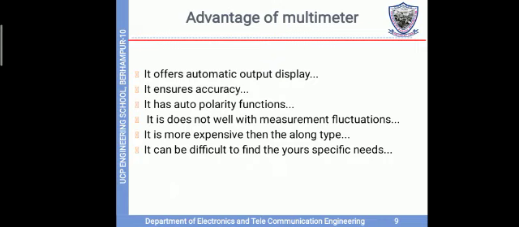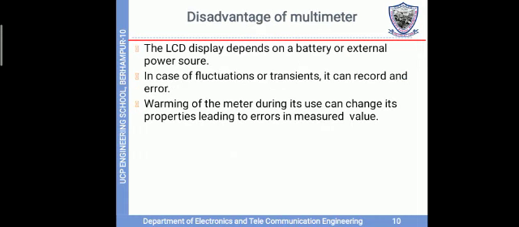Advantage of multimeter: it offers automatic output display, it ensures accuracy, it has auto polarity function, it does well with measurement fluctuation. It is more expensive than the analog type, and it can be difficult to find your specific needs. Disadvantage of multimeter: the LCD display depends on a battery or external power source.